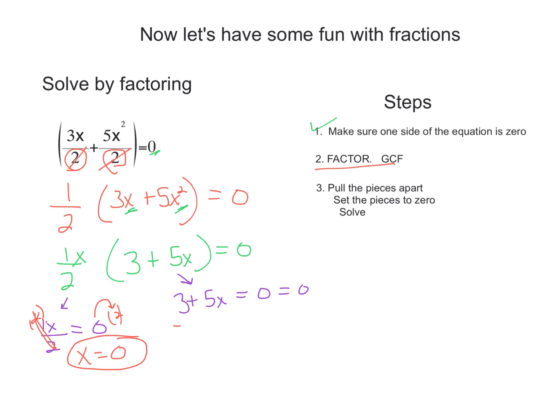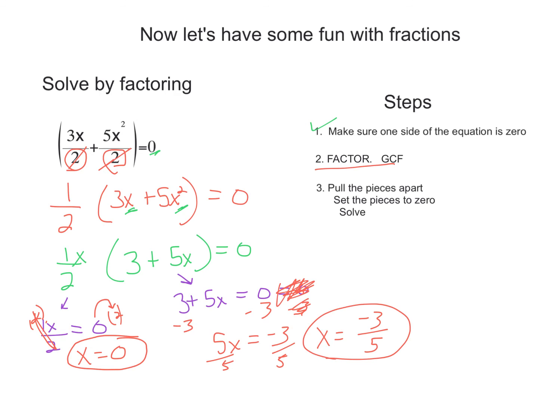Over here, I'm going to minus the 3's. Minus the 3's. I've got too many equal zeros over here. 5x equals negative 3. Divide by 5. Therefore, x equals negative 3/5. It's that easy.